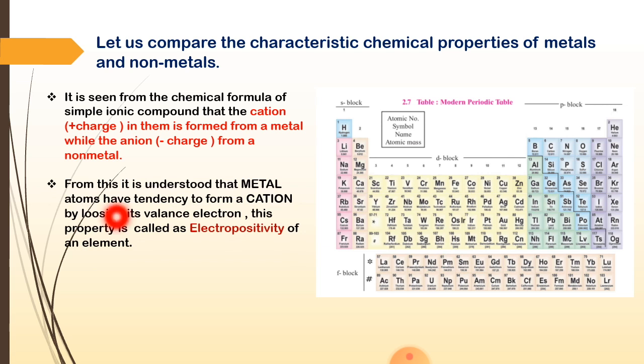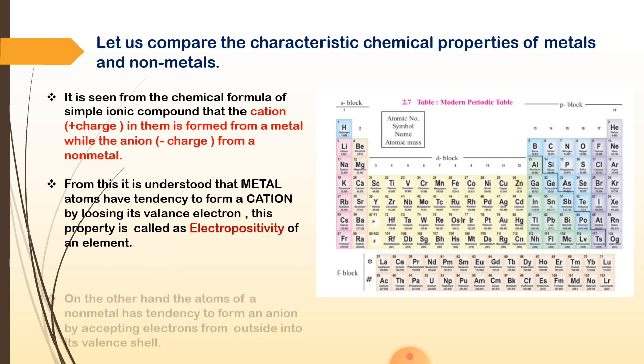Okay, so from this it is understood that Na is a metal. Metals have a tendency to form a cation by losing their valence electron. And this property is called what? Electropositivity of an element. Remember, electropositivity means losing electron, forming cation.